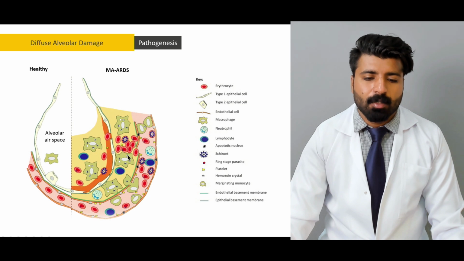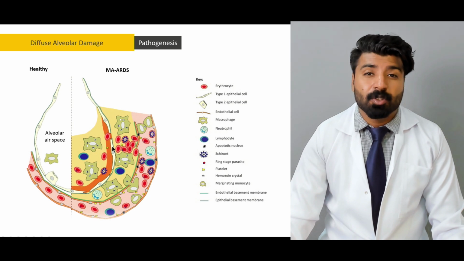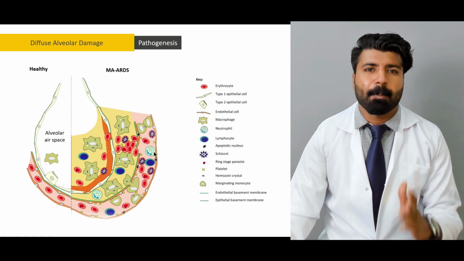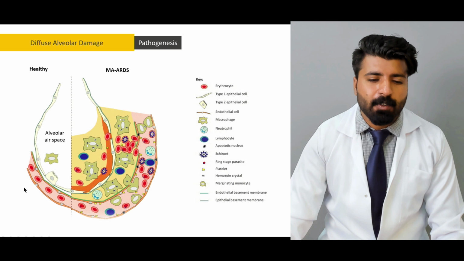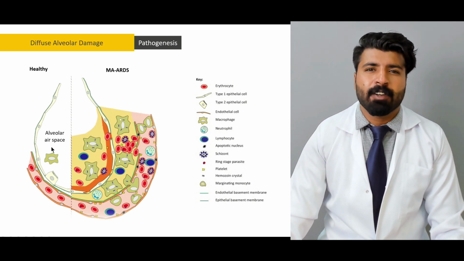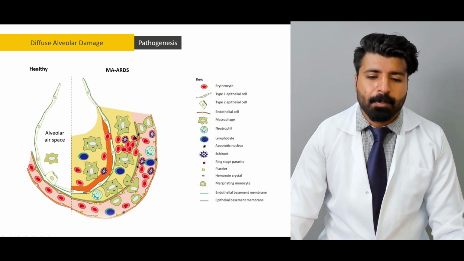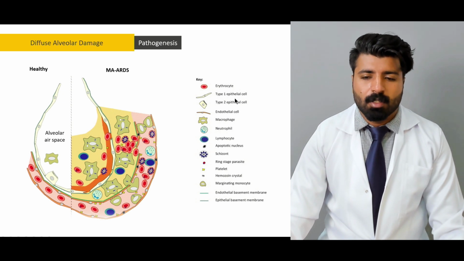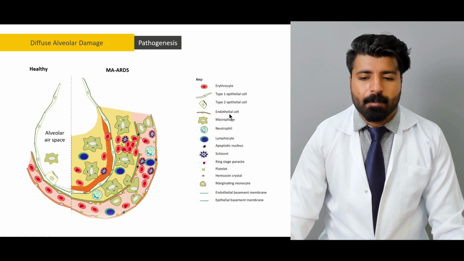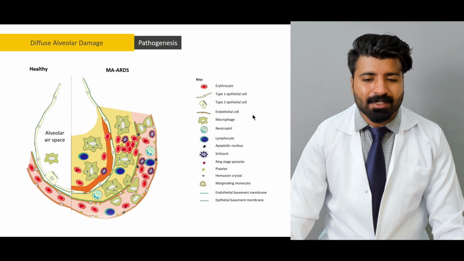See these are erythrocytes. Where were erythrocytes present before this happening, before diffuse alveolar damage? They were present in the capillary. They were not present in the air spaces. They were not affecting the lung in any way. But now they are present here. Type 2 epithelial cells are present, which were going to be present in here. But now you can see they've just vanished. They're just gone.